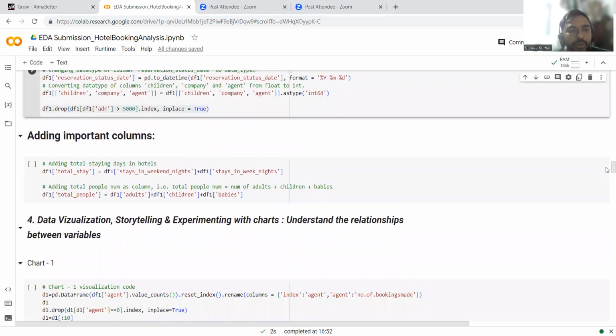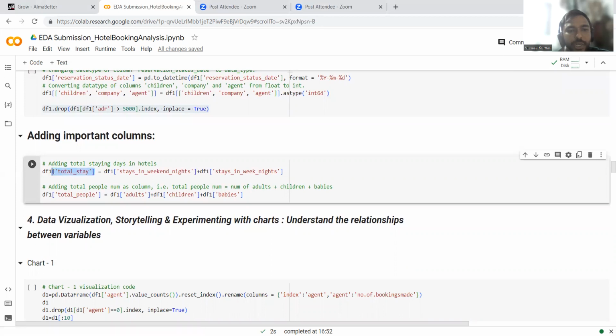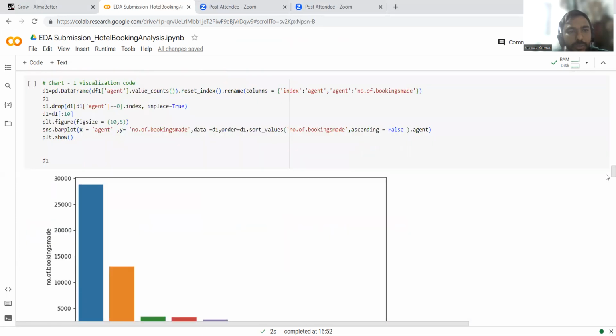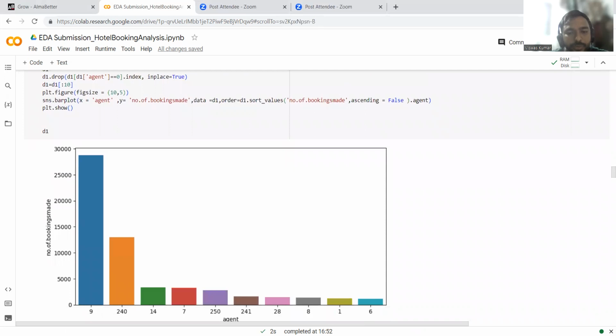Adding important columns: total stay means the total days that the customer has stayed in the hotel, which is stays in weekend nights plus stays in weekday nights. Total people means adults, children plus babies. So we have renamed that column. Coming to the data visualization part.